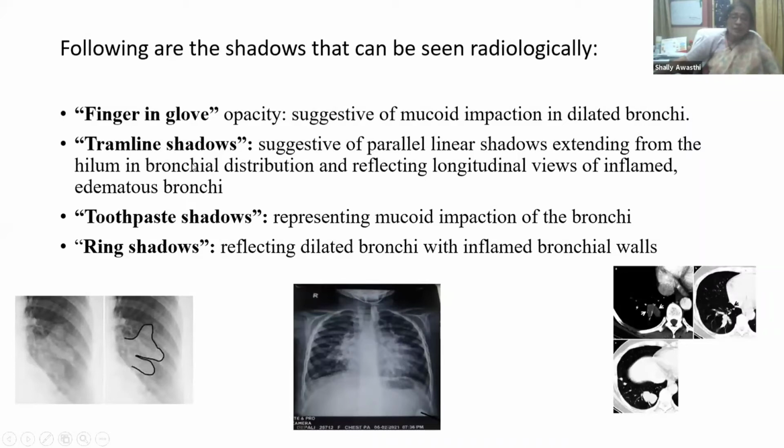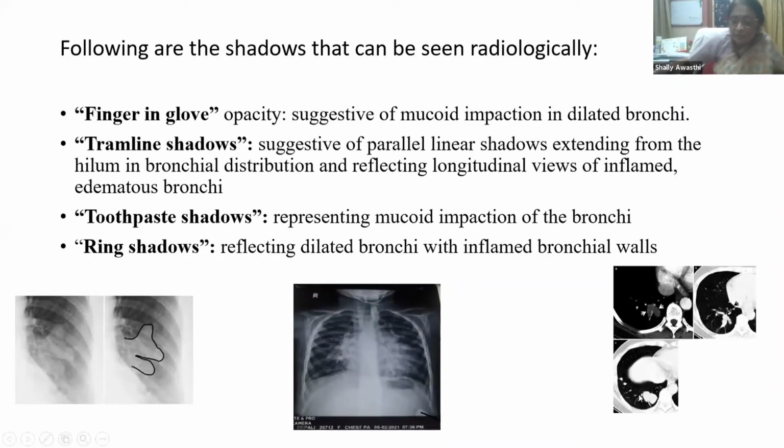Then there could be tram-line shadows, suggestive of parallel linear shadows extending from the hilum in the bronchial distribution, reflecting longitudinal views of inflamed edematous bronchi. This finger and glove is sometimes like a toothpaste shadow, representing mucoid impaction of bronchi. And you get ring shadows reflecting dilated bronchi with inflamed bronchial walls. Here you are seeing a signet ring shadow.